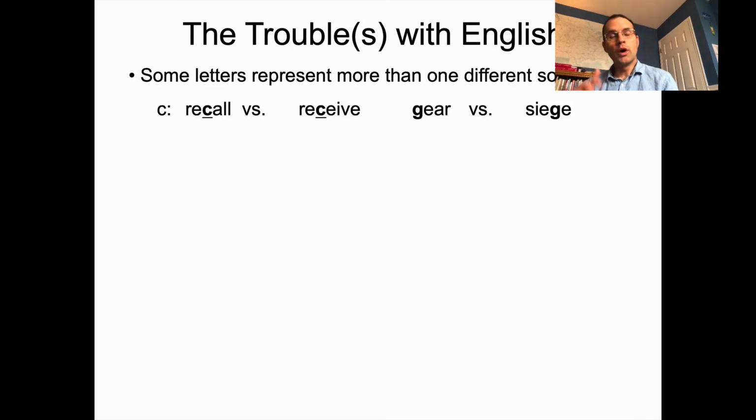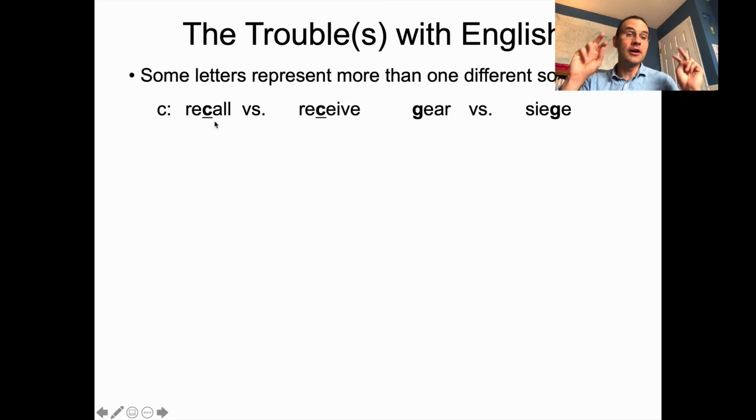But one problem is that you can get letters which represent more than one different sound. And two classic examples of this in the English spelling system are the letters C and G. If I go way back in time to when I learned how to read, they would refer to the different forms or the different sound values of these letters as the hard C and the soft C.